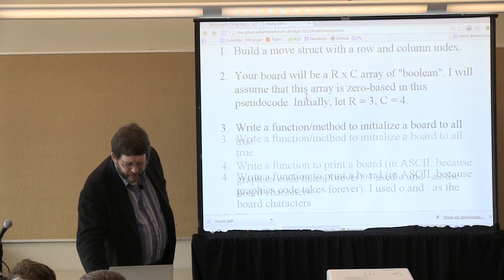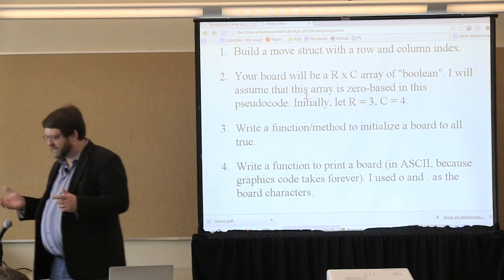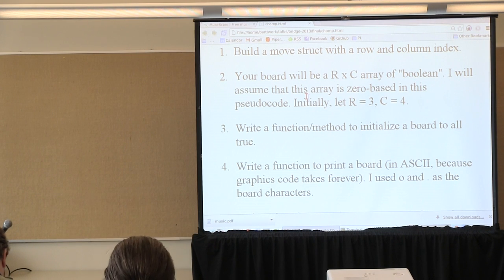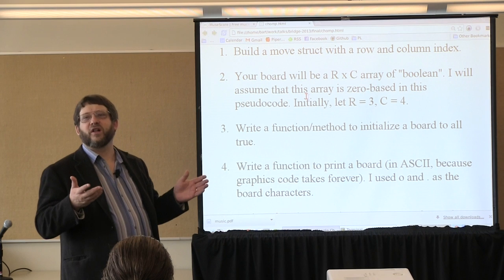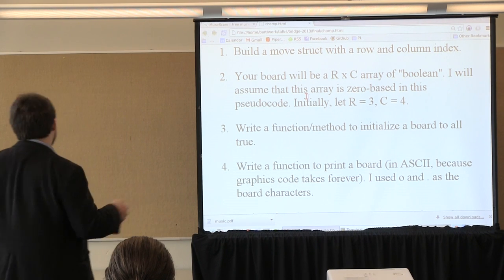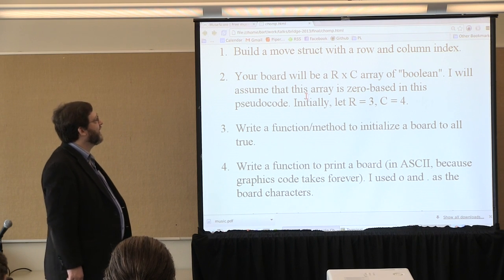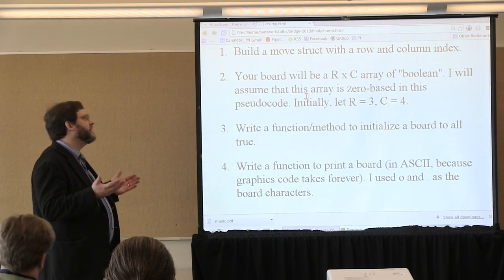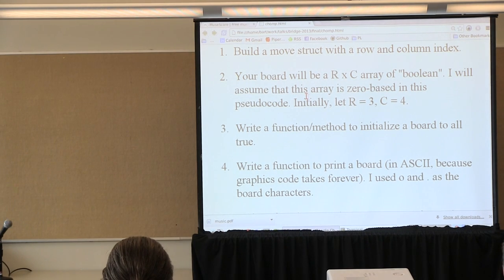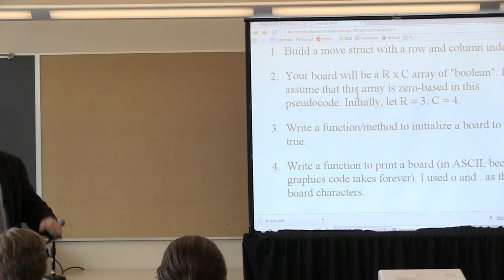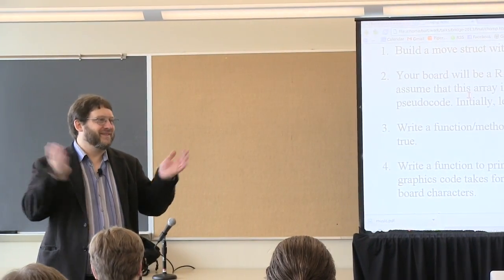So here's the plan. Here's the overall plan. You're going to build some struct or object, whatever it is your language has, that just keeps track of row and column indices because it's really convenient to do. That should take you 5 lines of code in 10 seconds. You're going to have a board. And the easiest way is to make the board a two-dimensional array of Booleans. I hope your target language handles two-dimensional arrays reasonably. If not, you'll have more of a pain in the neck, but you can deal with it.